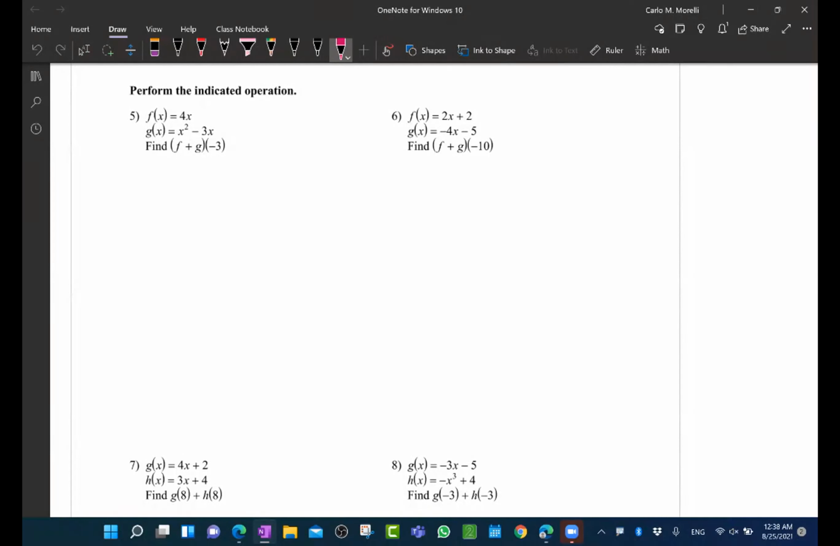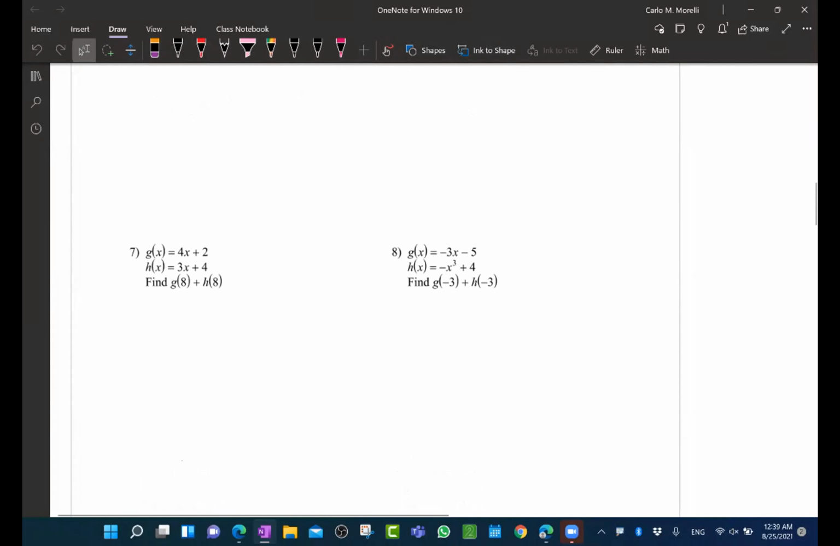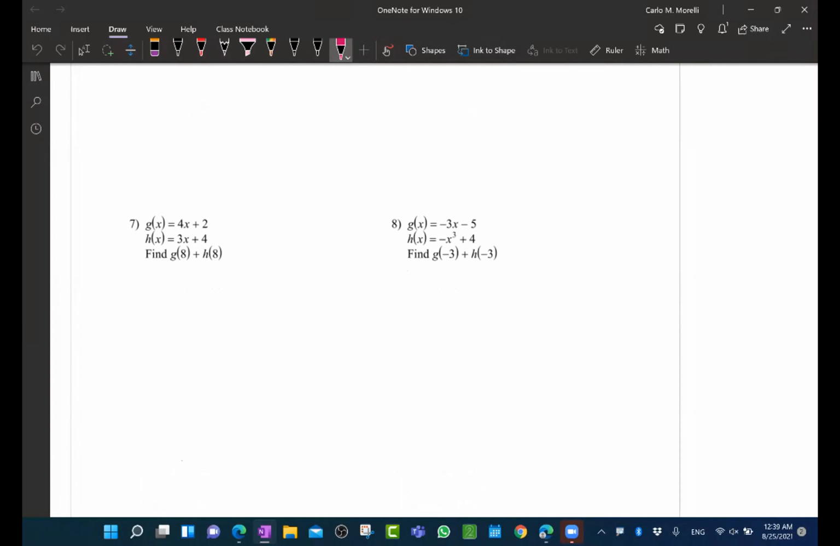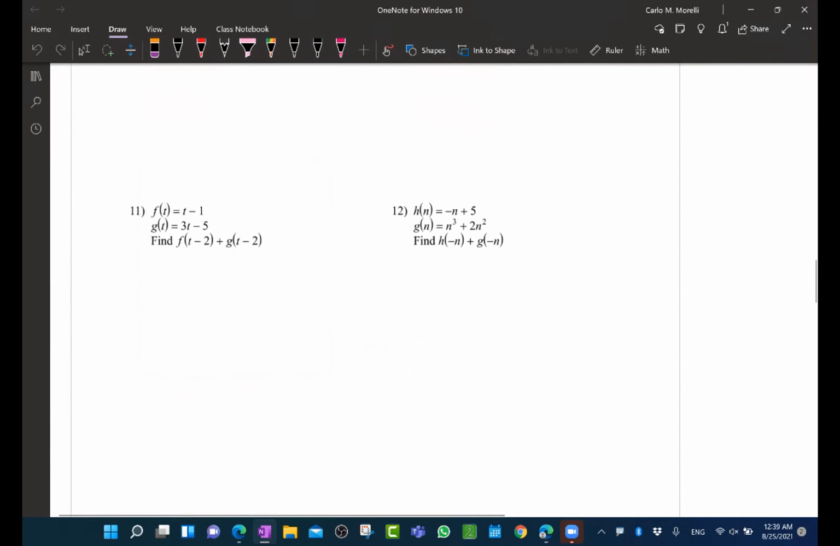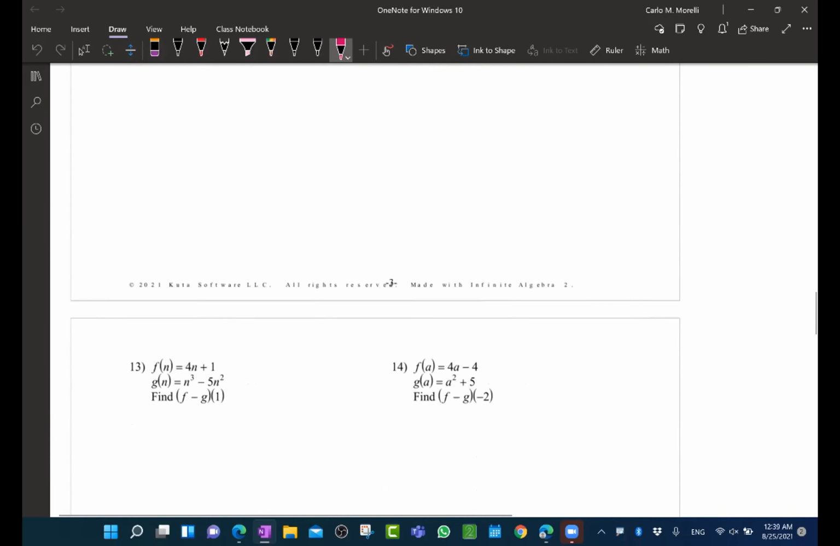So that's a plus and that's a plus. And then we're going to add functions. So we'll evaluate each function, then add them together. Here again, adding. It's pretty simple stuff. Okay, so this one, I'll show you what to do. You're going to substitute everywhere there's a t, you're going to put a t minus 2. Okay, it looks weird, but it's pretty easy.